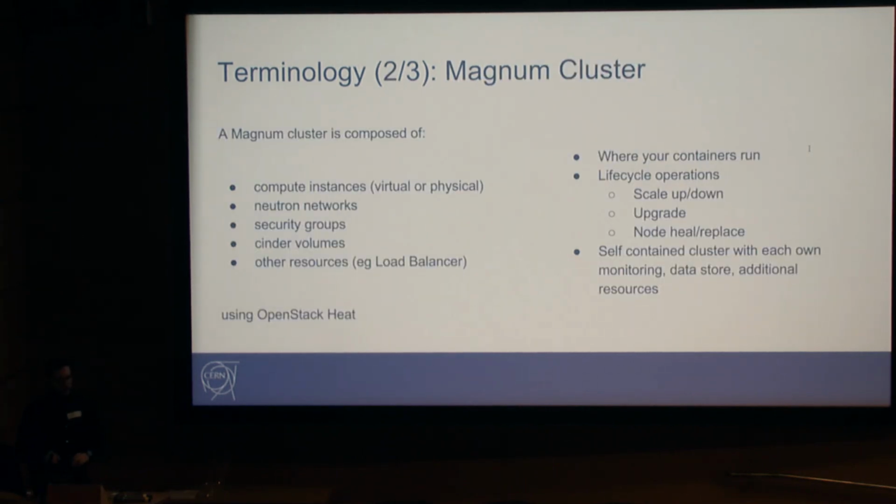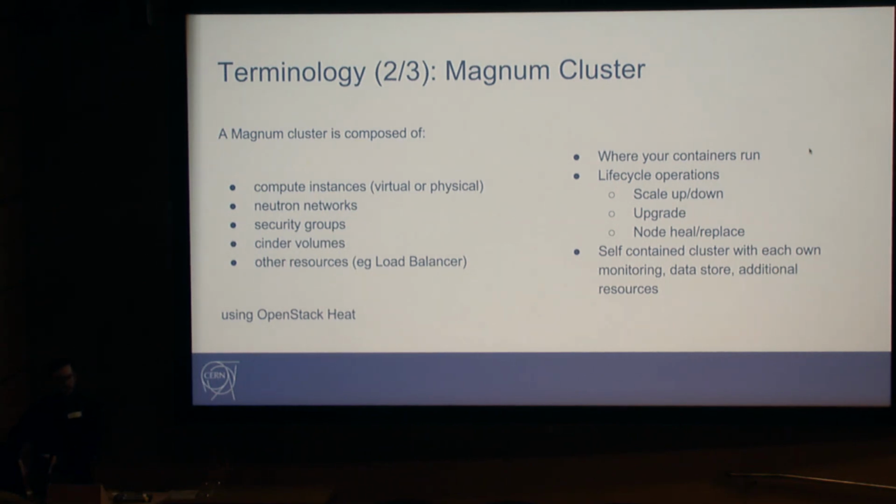I will explain a bit the terminology of Magnum. We have a Magnum cluster and a Magnum cluster template. The Magnum cluster has compute instances, Neutron networks, security groups, volumes, load balancers, and all these are created with the orchestration service of OpenStack, which is OpenStack Heat. We have an abstraction of cluster drivers to support different backends other than Heat, but at the moment there is only Heat available.